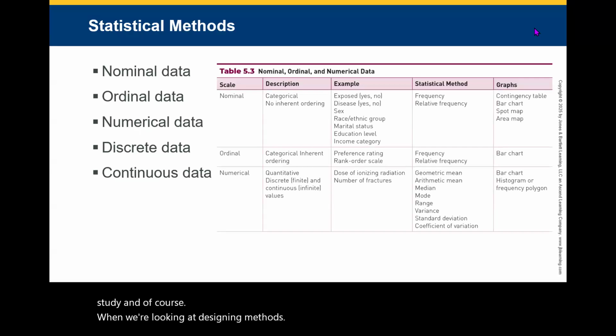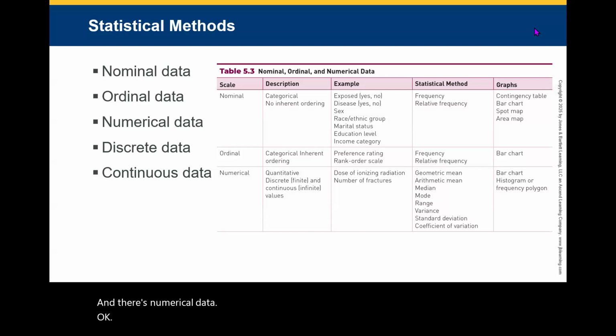So as far as statistical methods, there's different types of data, okay? So there's categorical data, and there's numerical data, okay?